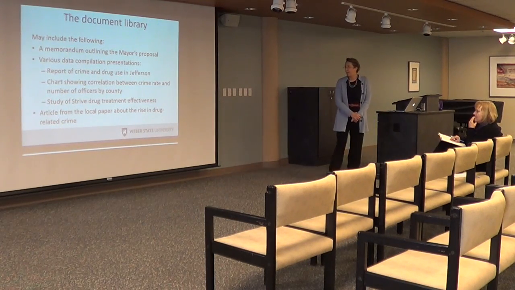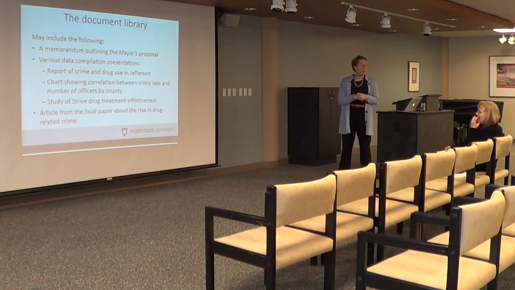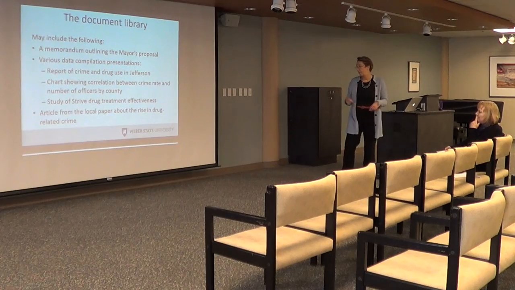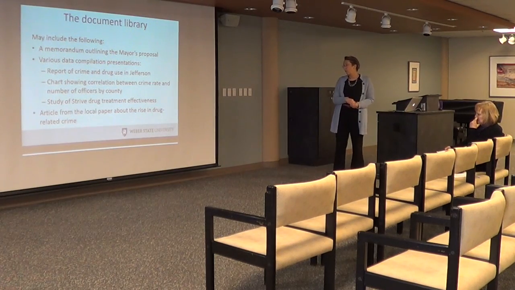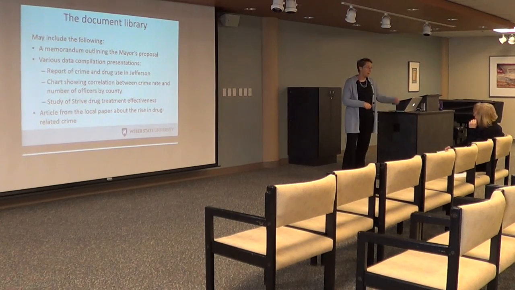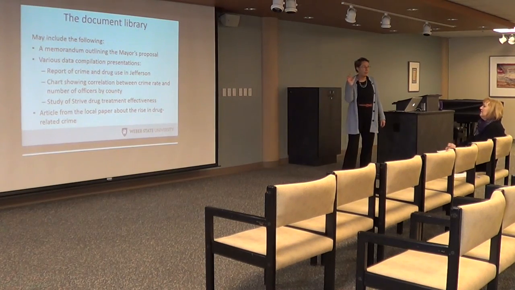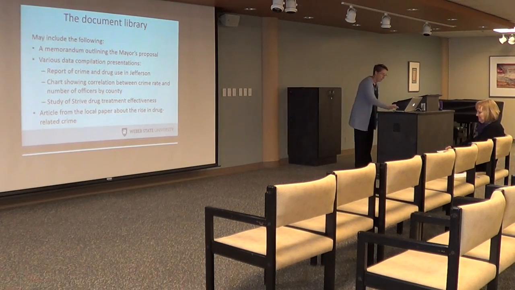So the document library may contain a memorandum outlining the mayor's proposal, various data compilations, so we've got the report of drug use and crime in Jefferson, we've got a chart showing correlation between crime rate and number of officers by county, we see the study of the effectiveness of the treatment program. Then it also includes an article from the local paper about the rise in drug-related crime. So you can see there's data here of varying quality. There's maybe an op-ed from the paper. There's actual data from an institute. There's maybe some data that's been spun to try to give an impression that is not necessarily true.